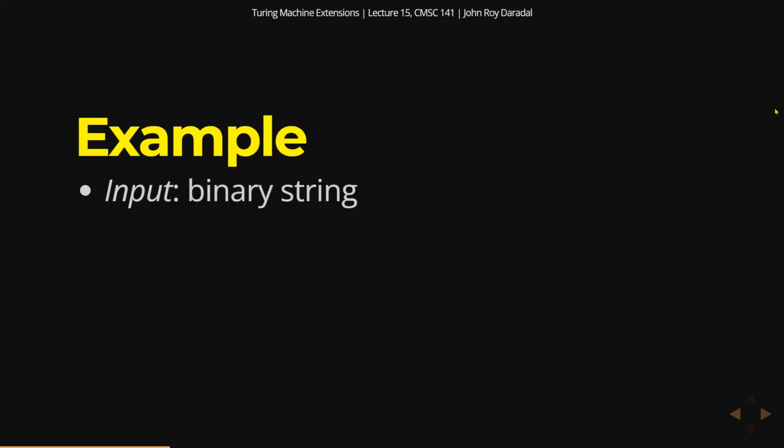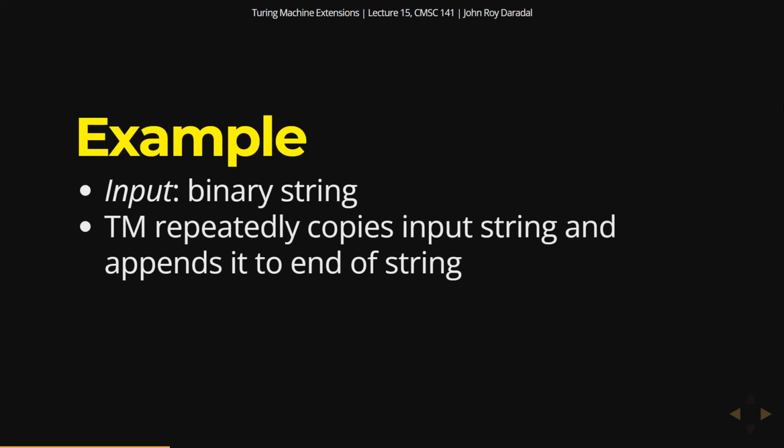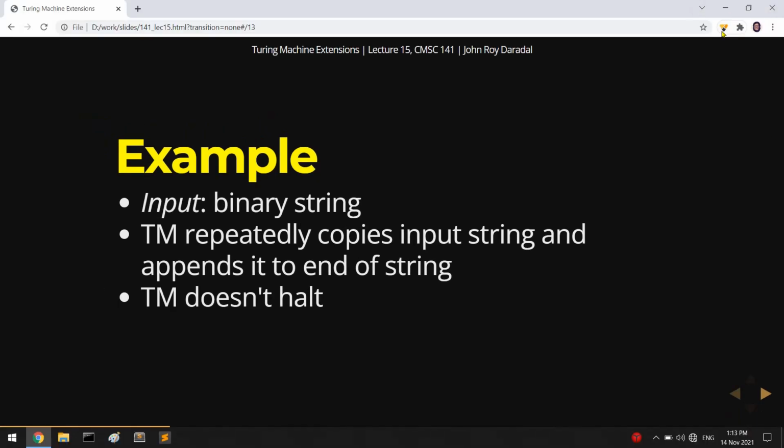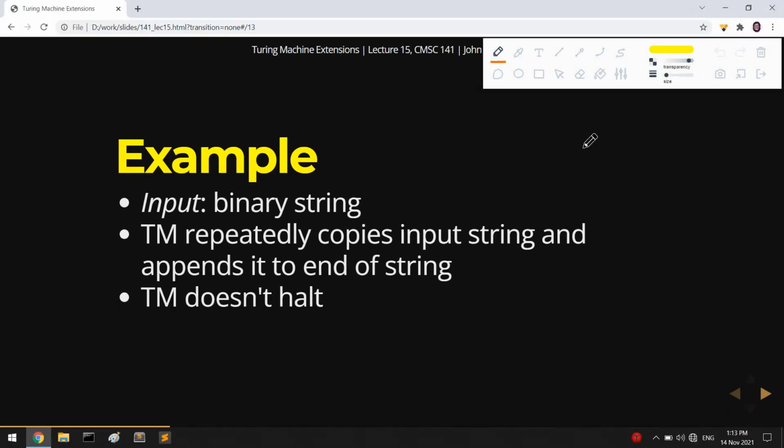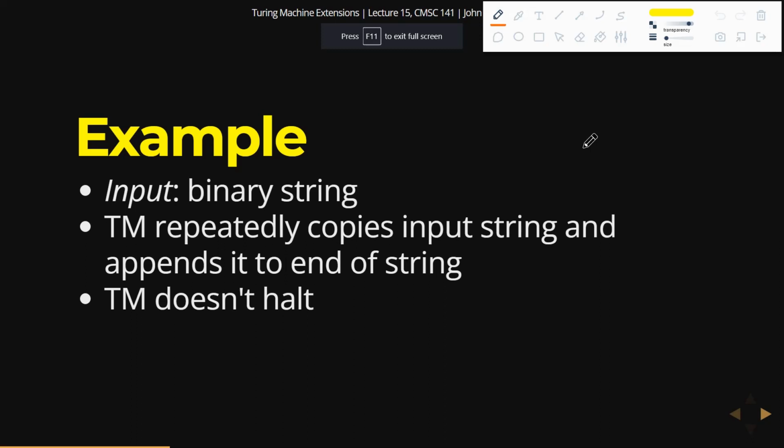So let's see some more examples. Let's say we're given a binary string as input, and our Turing machine will repeatedly copy the input string and append it to the end of the string. So the Turing machine actually does not halt or stop. So how does that look? Okay, it would look like this.